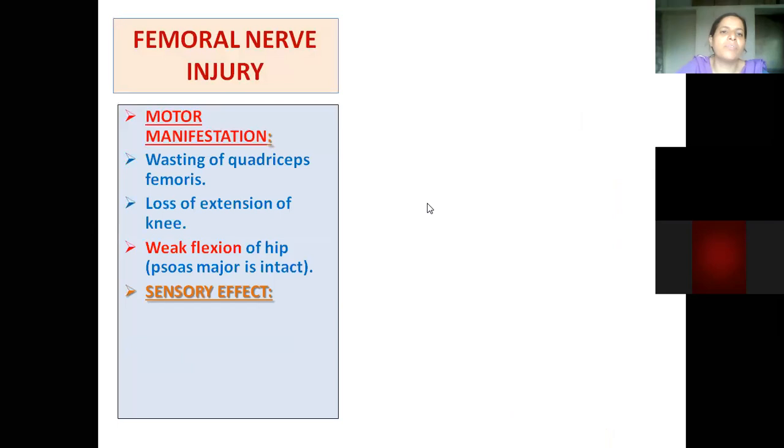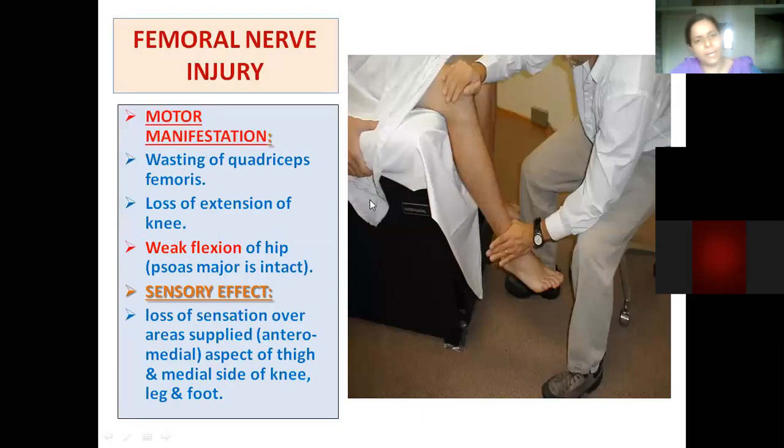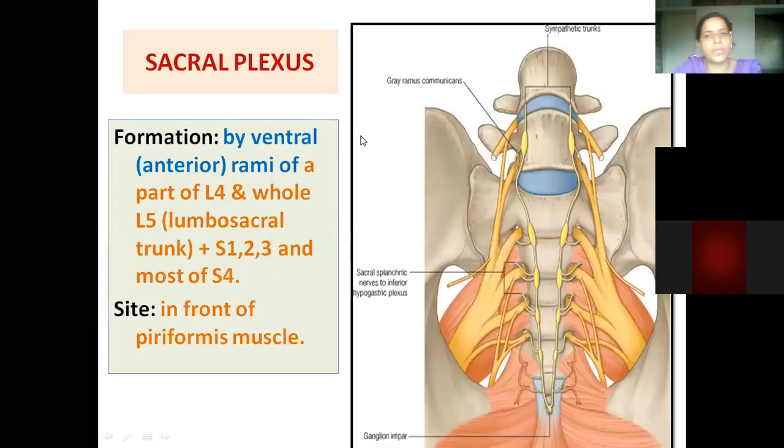So in femoral nerve injury, you will see motor manifestations. The quadriceps femoris muscles will become wasted, that means they will become thin. That's what is called wasting of muscles, with loss of extension of knee. Weak flexion of hip may be there because psoas major is still intact. Okay, so that is all about the femoral nerve.